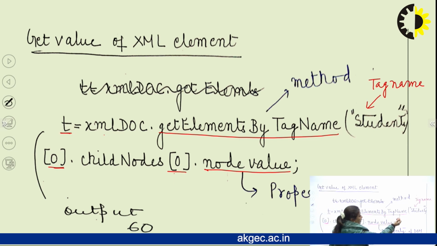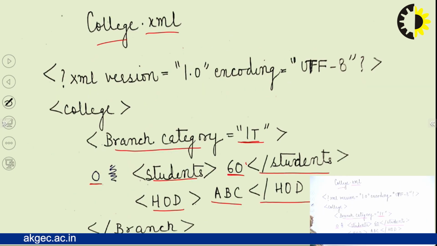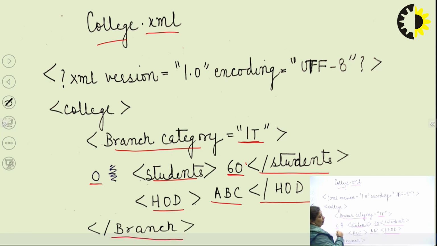Now we have the tag name students and I am trying to access the child nodes at level 0 and I want to access the node value for this. So if I go back to this document, where I have to get the tag by name student. So this is the students tag, and since I have to get the tag value at level 0, so this was my level 0, this was the first entry which we had done, and I want to get the node value. So the node value here is 60.